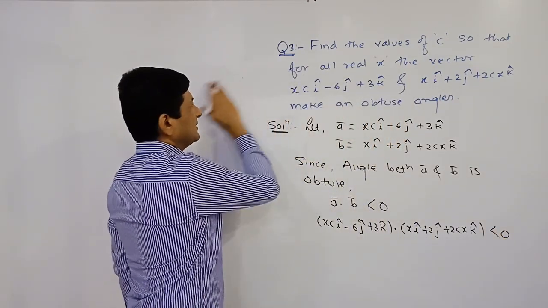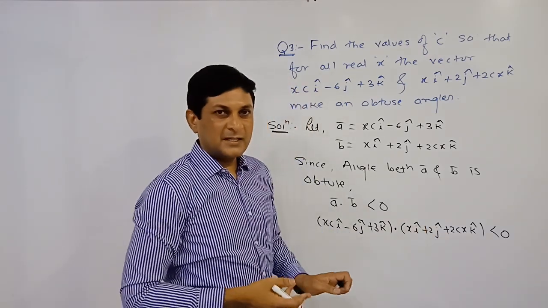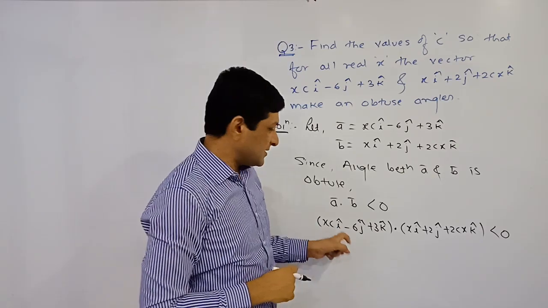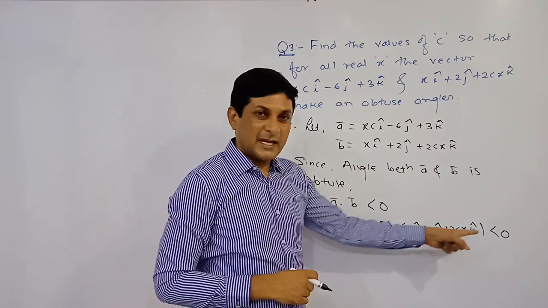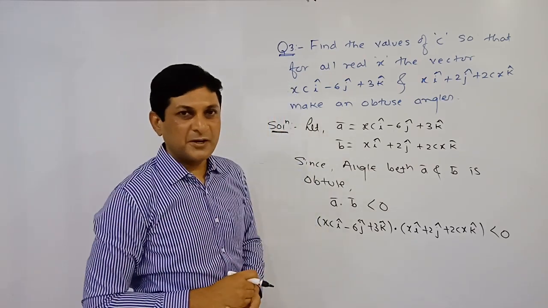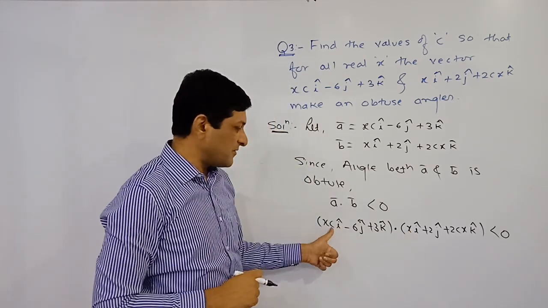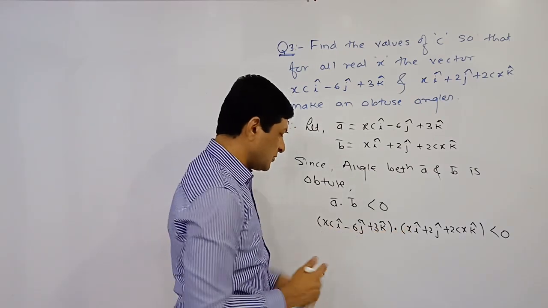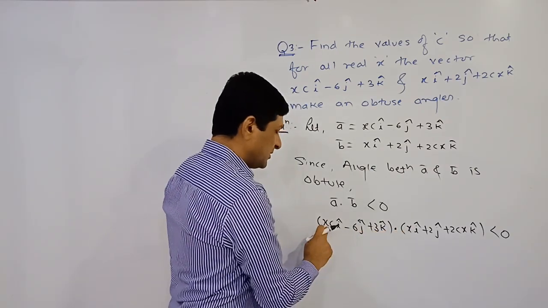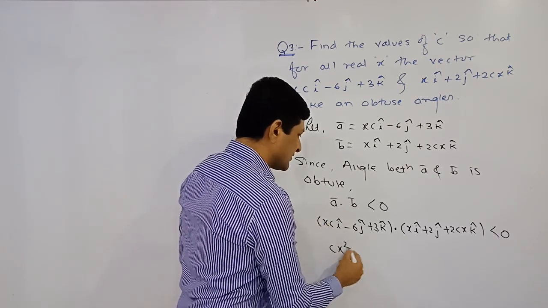Now let us find the dot product of these two vectors. If you observe, these two vectors are in terms of i cap, j cap, k cap, meaning they are in Cartesian form. When two vectors are in Cartesian form, while taking the dot product, first take the product of the coefficients of i cap. Here x into x is x square, and x square into c is cx square.